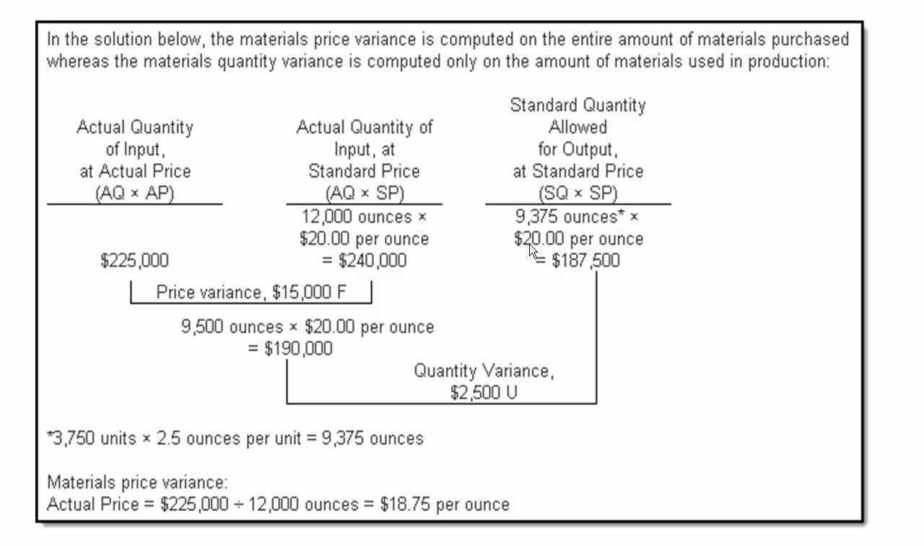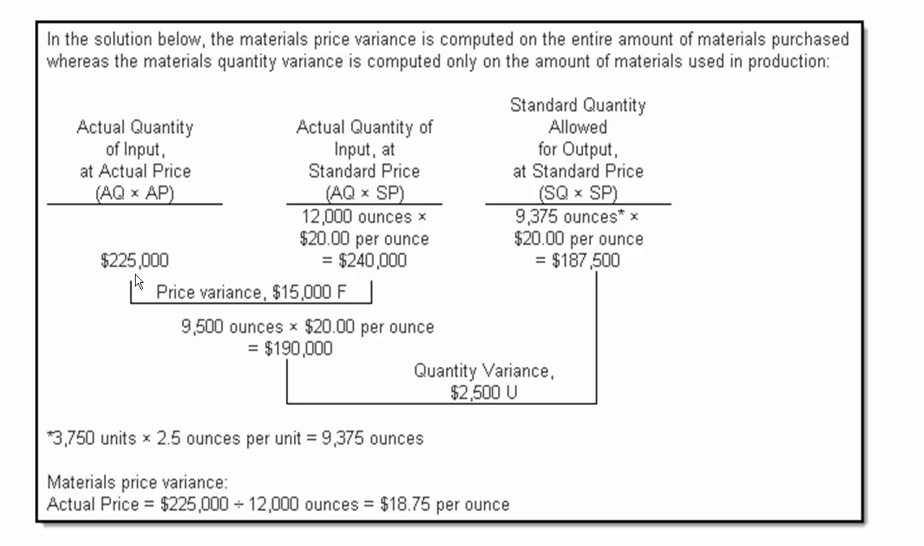And if we wanted to compute the standard allowed, it's 9,375 ounces. Well, how did we come up with that? They made 3,750 good units. The standard called for 2.5 ounces per unit. That's where the 9,375 comes from. Okay, and they gave us a standard price of $20 per ounce. So if we take the 9,375 times the 20, that's $187.5.